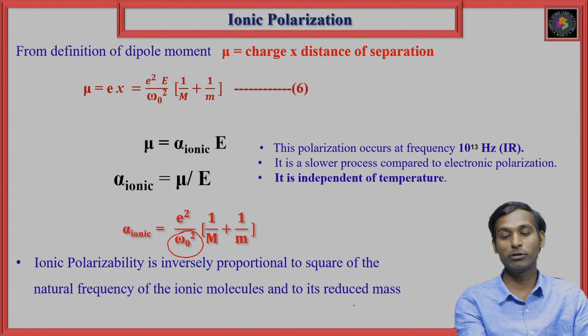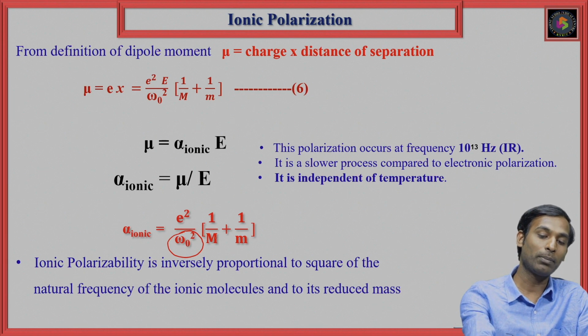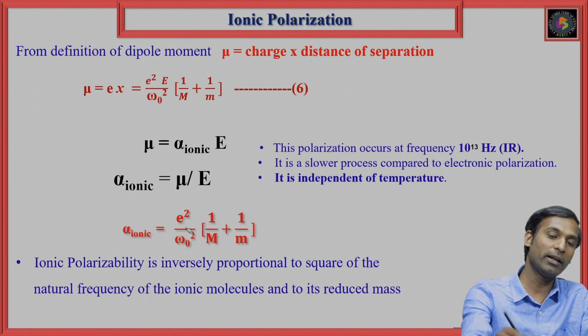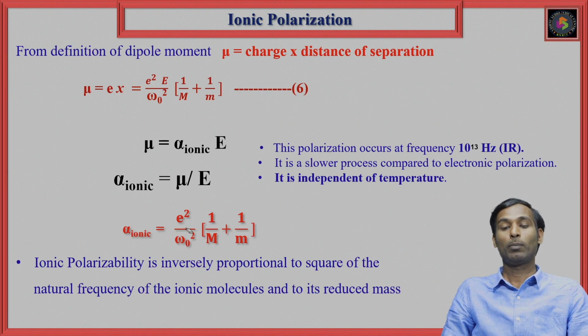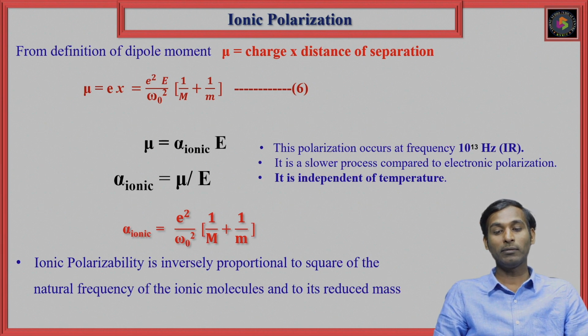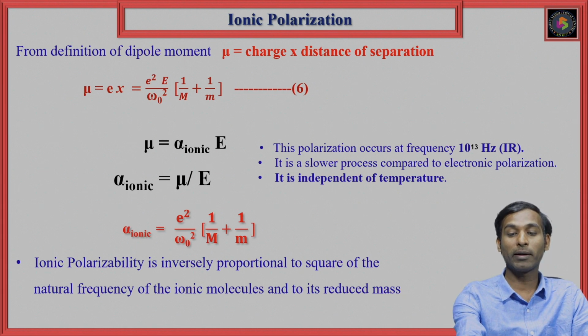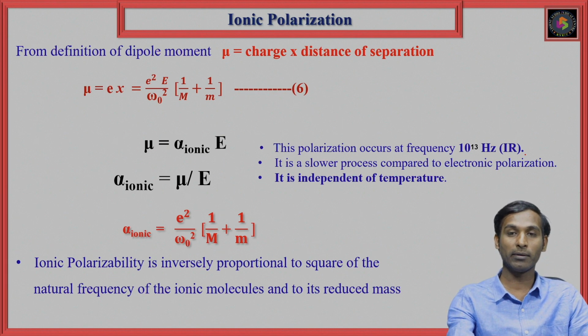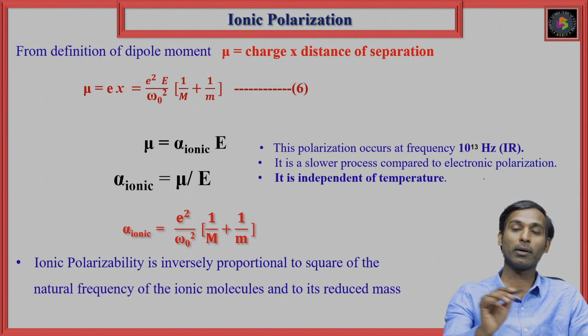And its reduced mass. What is our reduced mass? Reduced mass is equal to 1 by capital M plus 1 by small m. So this is the required expression for the ionic polarization of the NaCl molecule. This polarization occurs at a frequency of nearly 10 power 13 Hz. That means it represents the infrared frequency. It is a slower process compared to the electronic polarization.